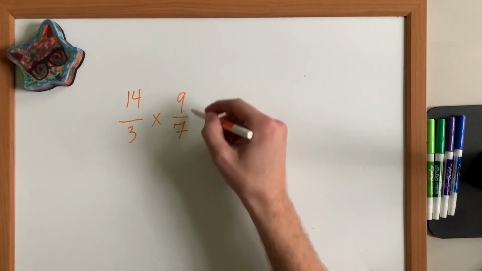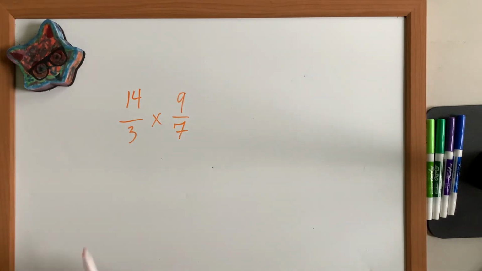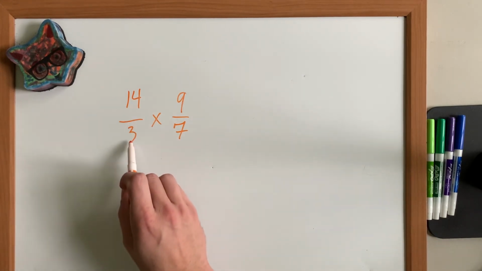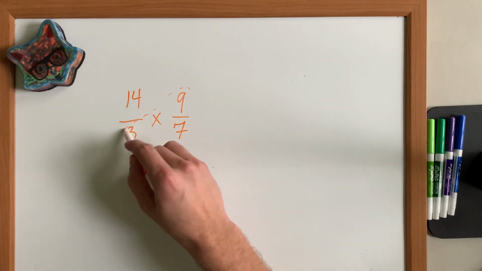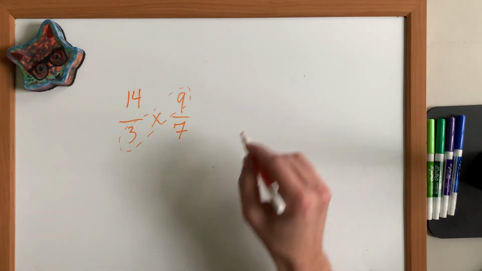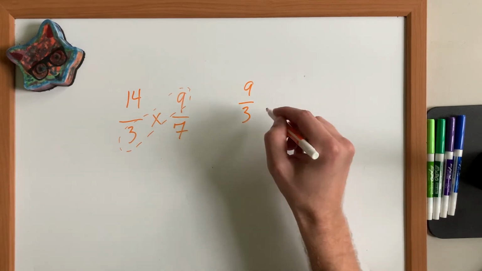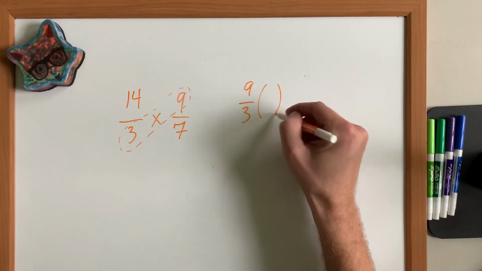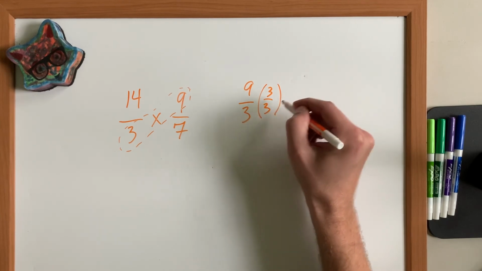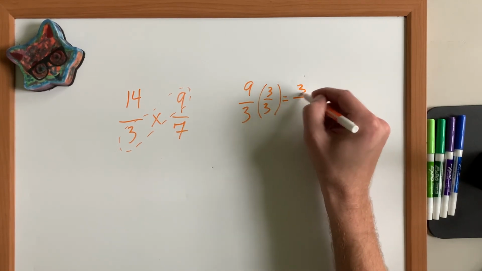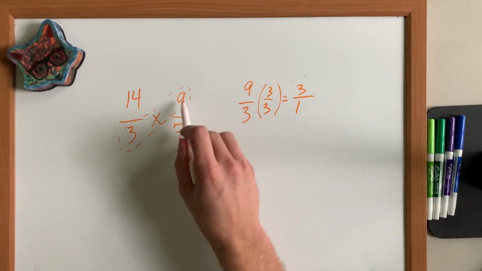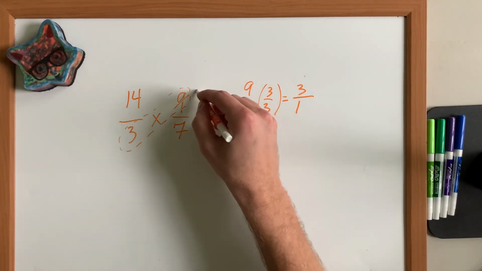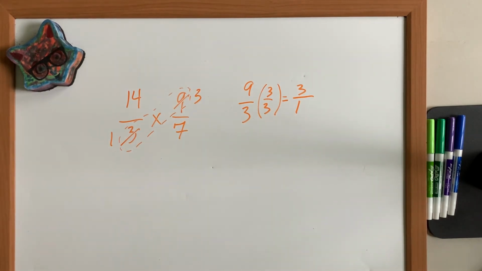Can I cancel vertically here? No. How about here? Nope. There's no common factors if I look up and down. But if I look diagonal, look at this. I get 9/3, and I can reduce that by taking 3 out of the numerator and denominator, and I get 3/1. Okay? So let's do that. If I divide 3 out of each of these numbers, I get 3 and I get 1.